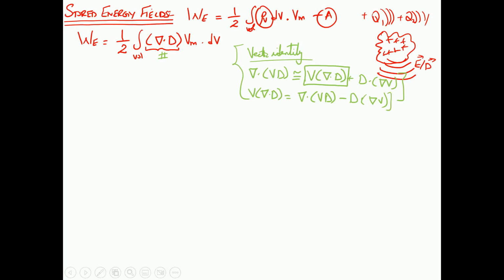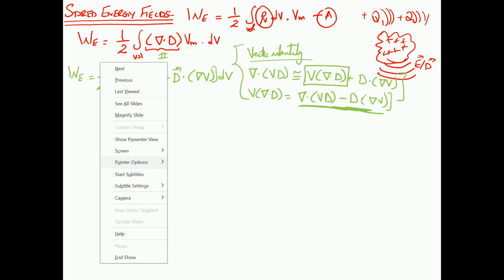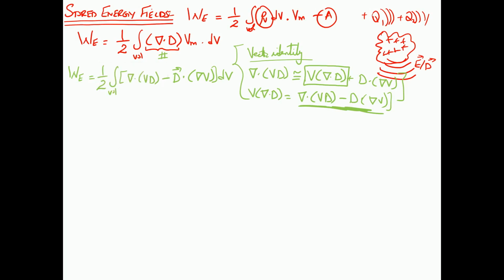So my equation then comes out to be that work done is equal to 1 by 2, and I can write it as the volume integral of the divergence of V D minus D multiplied with the divergence of V, dV. So this is the new equation which I have taken, which is this portion over here. Once I have this, I can continue further analyzing.